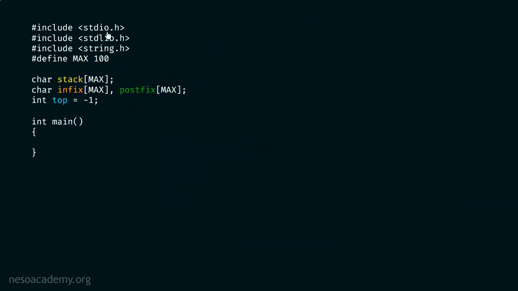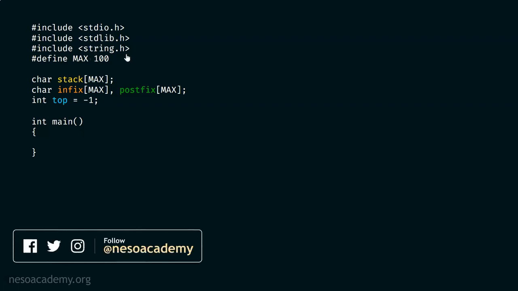And here you can see I have declared all these libraries: stdio.h, stdlib.h, string.h. We'll use the functions of these libraries later in our code. We have #define MAX 100. So whenever we use MAX in our code, it will get replaced by 100. Here we have a stack array, and I'm using MAX, which will get replaced by 100. So the stack array is capable of holding 100 characters. You can see the type of this stack is char.